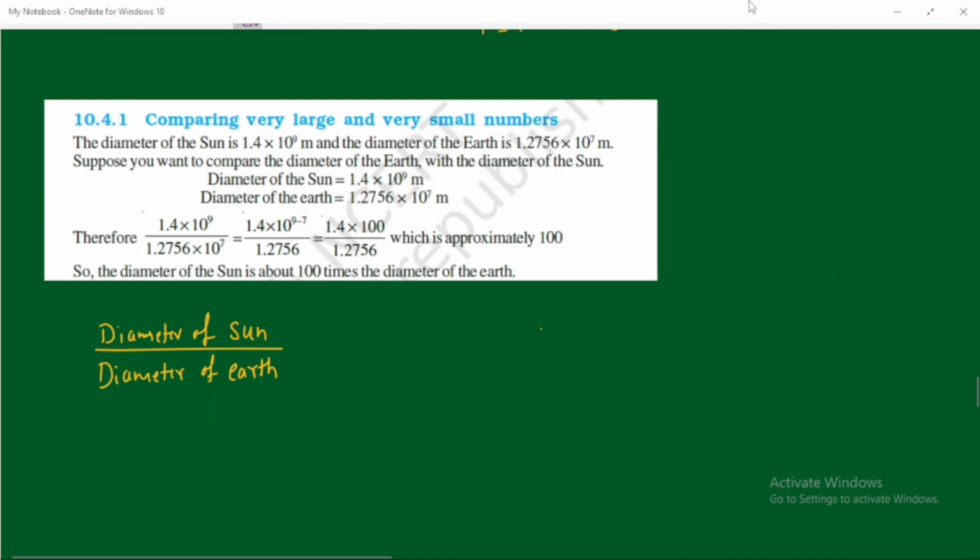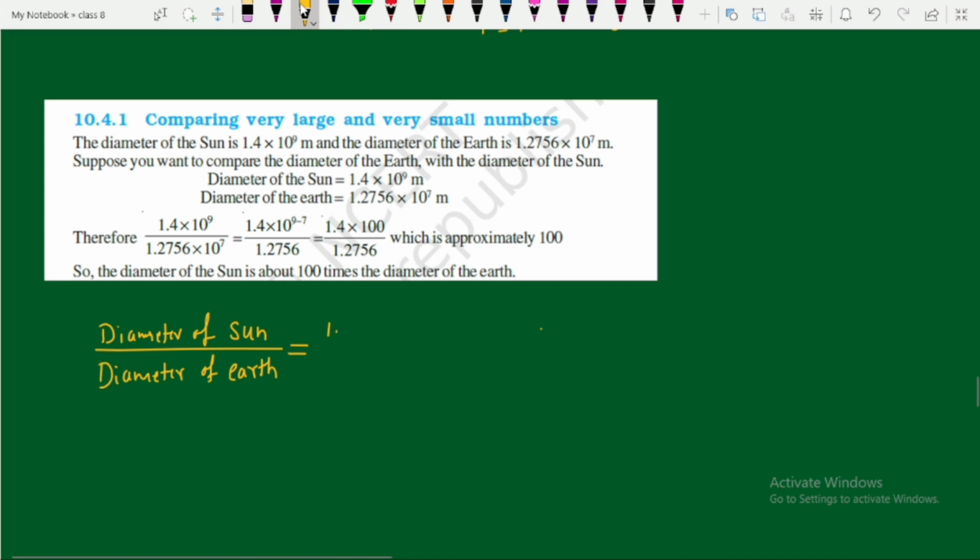Now we are going to compare very large and very small numbers. Let's take one example: the diameter of the sun is 1.4 into 10 to 9 meter and the diameter of earth is 1.2756 into 10 to 7 meter. I want to compare these two, the diameter of sun and the diameter of earth. To compare these two, first we have to find the ratio, that is diameter of sun divided by diameter of earth.